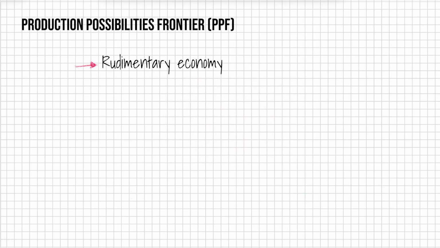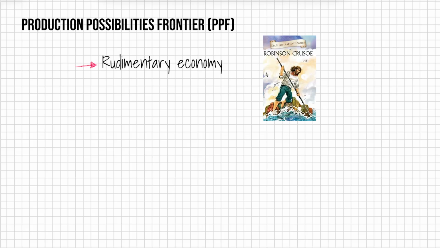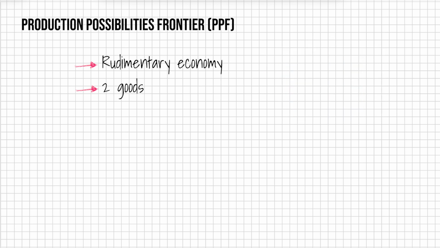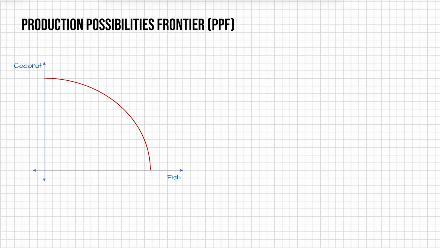So let's imagine a very rudimentary economy. To picture it better, think of the book Robinson Crusoe or the movie Cast Away with Tom Hanks. In this economy, only two goods are produced: coconuts and fish. And this graph shows Chuck's production possibilities frontier.